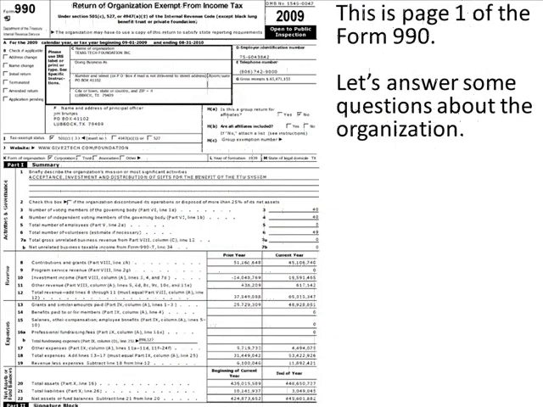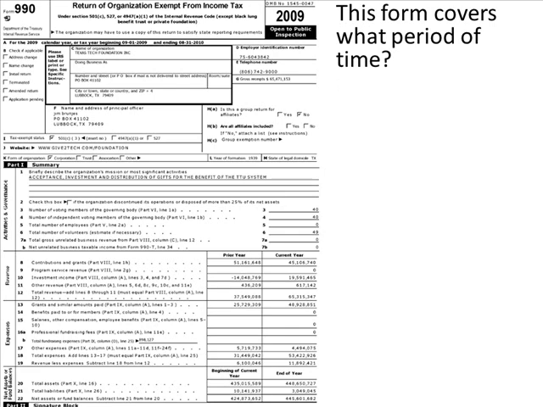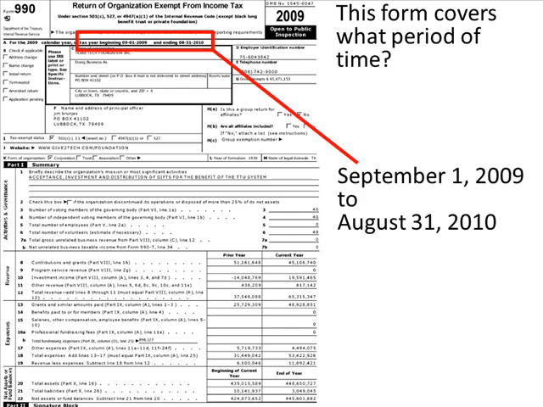Here's page 1 from that Form 990. We can answer some questions about the organization. What period of time does this form cover? We just look at the top of the form and it tells us this particular form covers from September 1st to August 31st, 2009 to 2010.